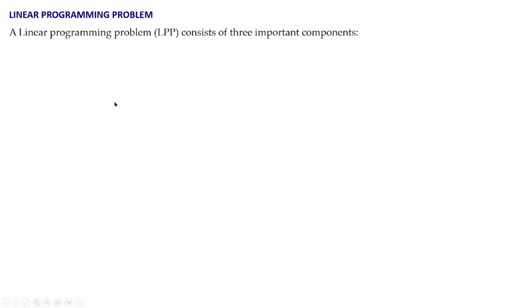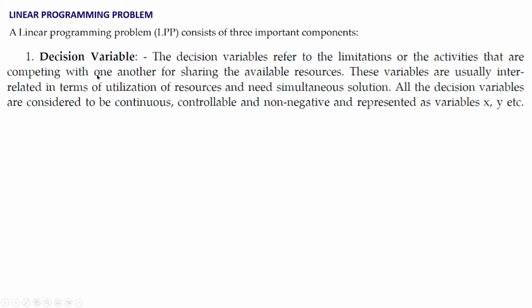It consists of the first component, which is a decision variable. Decision variables are the limitations or the activities that are competing with one another for sharing the available resources. So in the previous case, the decision variables are the number of units to be produced of item A and item B. These variables are usually interrelated in terms of utilization of resources and they need simultaneous solutions.